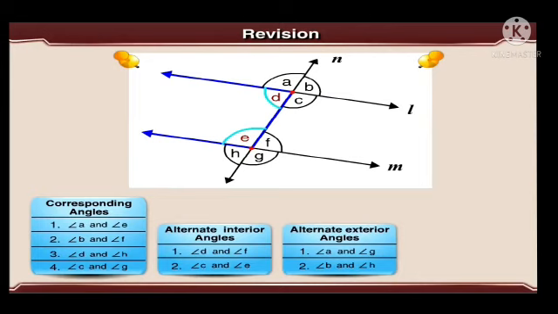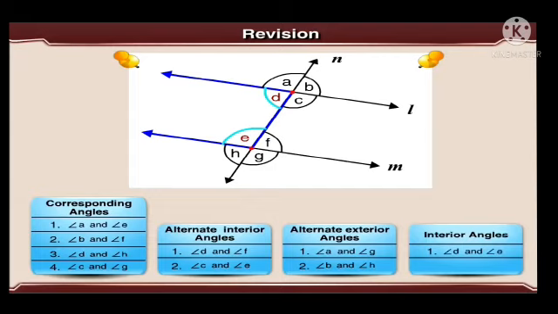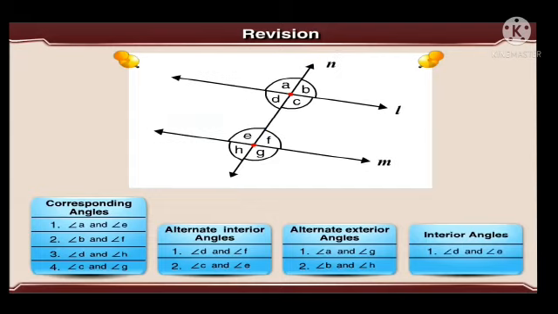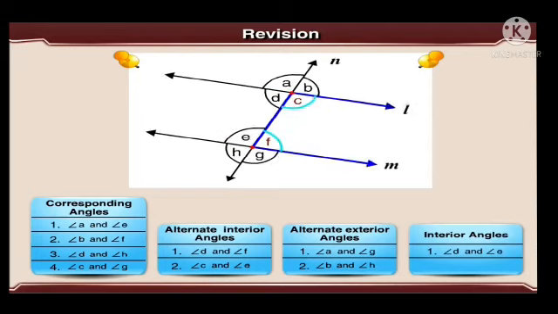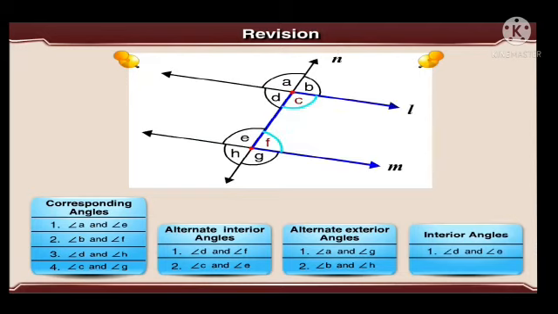Can you see the angles formed on the left side of the parallel lines? Interior angles: 1. Angle D and angle E. Can you see the one pair of interior angles? Very good. Angle C and angle F are also interior angles formed on the right side of the transversal.